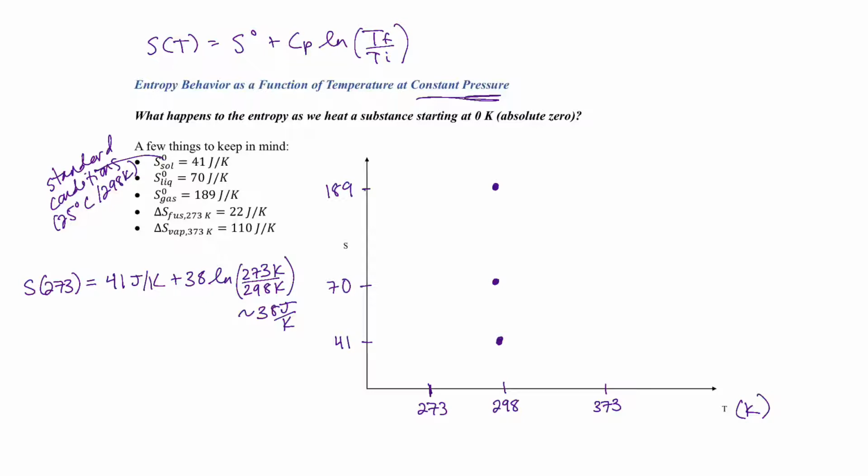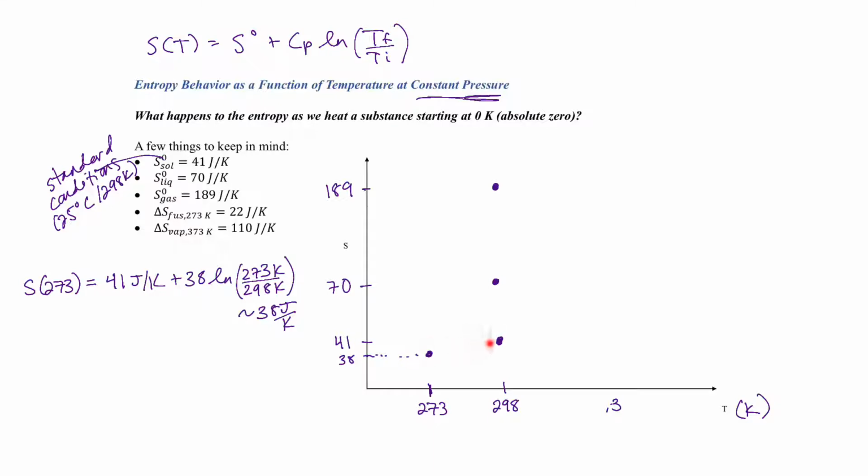Okay, so that means that we can make a little spot right here at about 38. Okay, so now the question remains, how does my entropy change from 0 to my melting point? And then what happens to that solid as we continue to heat it up to room temperature, or beyond? So a couple of things here. So let's start with what happens between 273 and 298 to our solid.